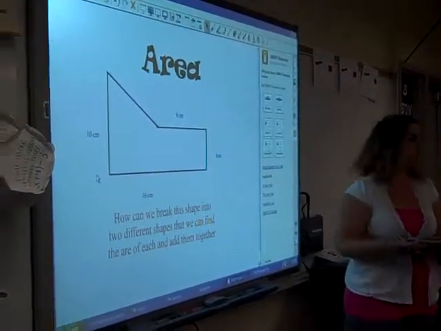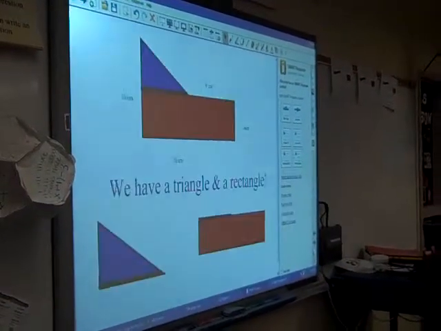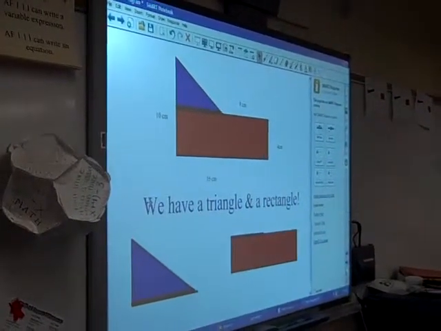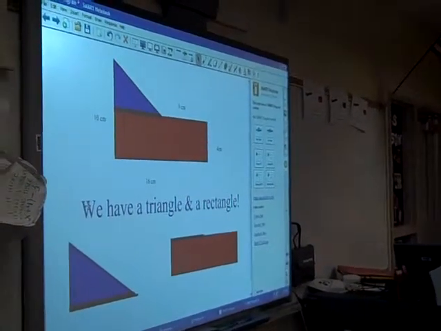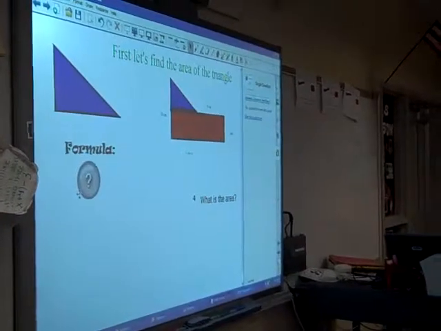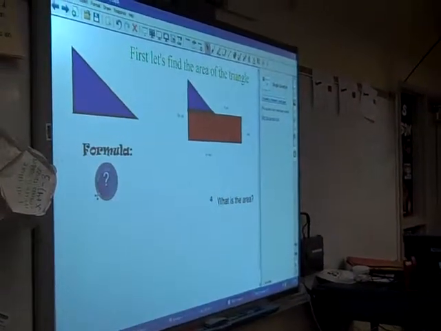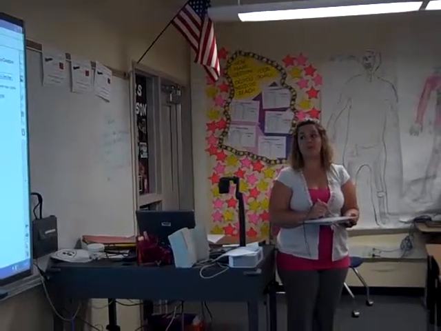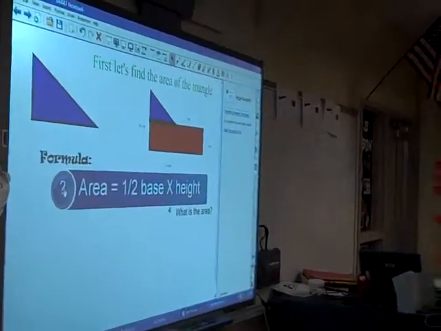Emma, what 2 different shapes are we going to break it up into? A triangle and a rectangle. The blue one is the triangle, the red one is the rectangle. Now we have 2 different shapes that we can find the area of. First, let's find the area of the triangle. What is the formula for area of a triangle? Half base times height. So we're multiplying them all together. The area equals half the base times the height.